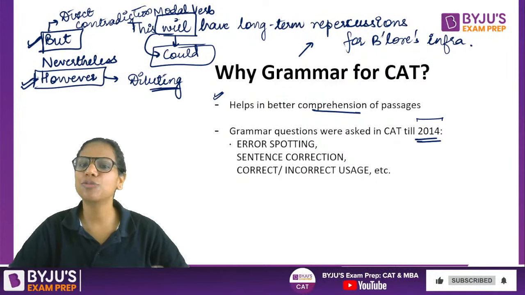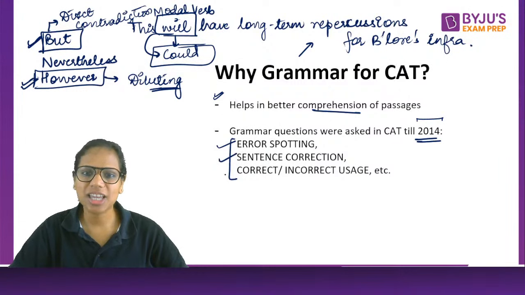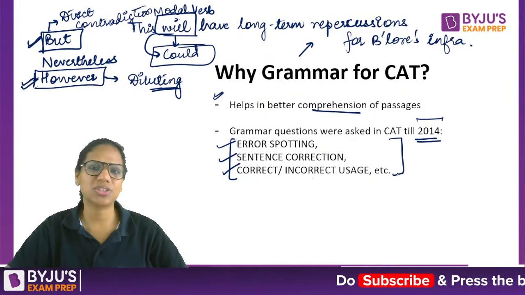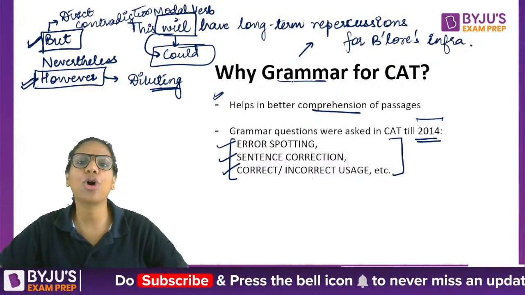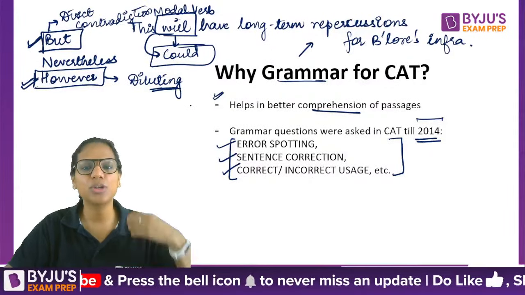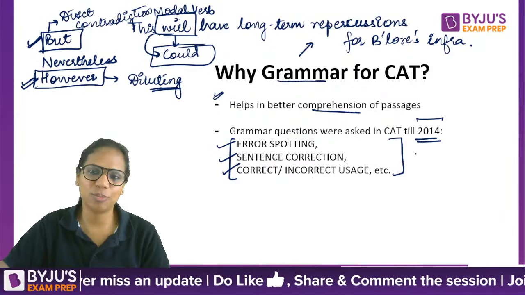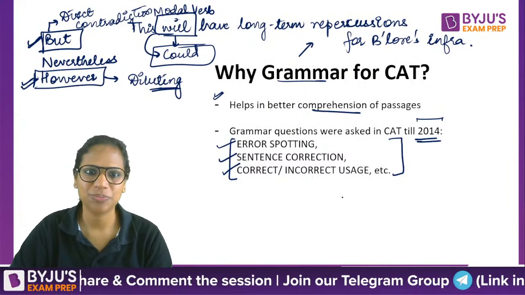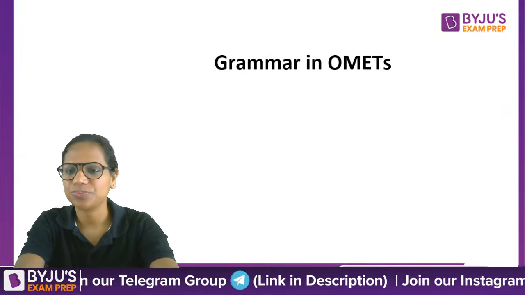Till 2014, if you open your previous year papers, you will find error spotting, sentence correction, correct, incorrect usage. You will find plenty of such questions, right? That is why I say that even for your non-CAT exams, when you want grammar questions to practice, you can refer to your early CAT papers. Till 2014, you will find grammar questions in CAT papers also. Okay, so I hope this is clear to everybody.